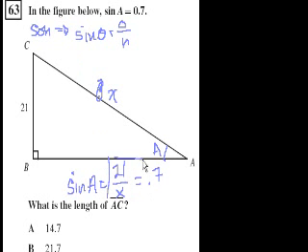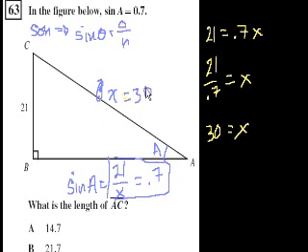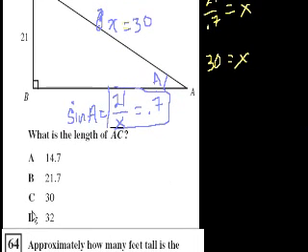So now we could just solve this equation for x, and we're done. If you multiply x times both sides, you get 21 is equal to 0.7x. Then you divide both sides by 0.7. You get 21 over 0.7 is equal to x. 21 divided by 7 is 3, so 21 divided by 0.7 is 30. So x is equal to 30, and that's length AC. That's choice C. Next question, 64.